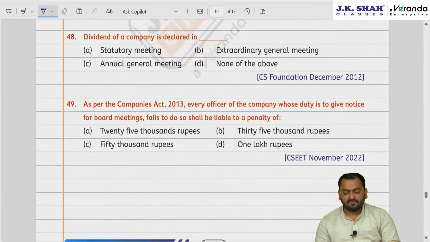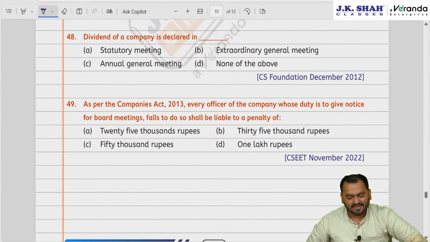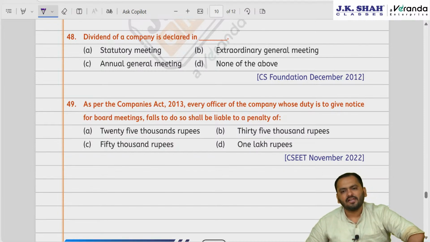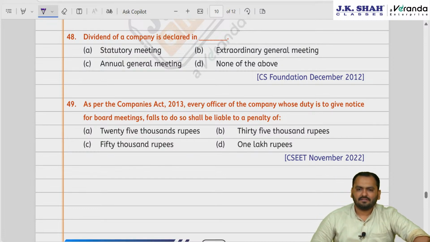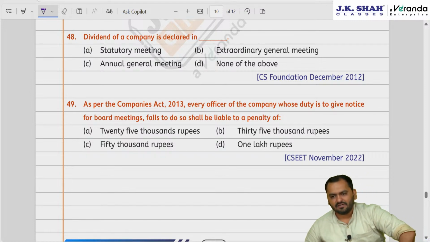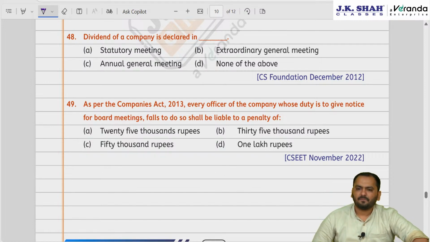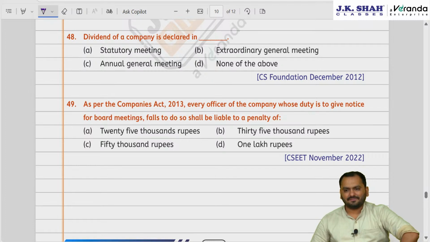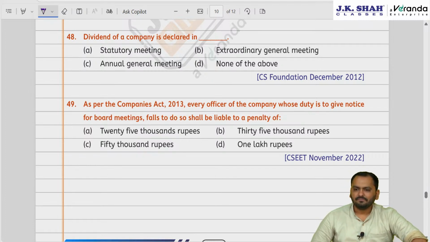Next is, dividend of a company is declared in dash. Friends, I have an interesting question for you. Firstly, you tell me who declares the dividend of a company. Come on, who declares it? Write your answer in the chat box. Who declares the dividend of a company? Yeah, obviously you people will be writing, sir, board of directors. Correct? But that is the wrong answer.